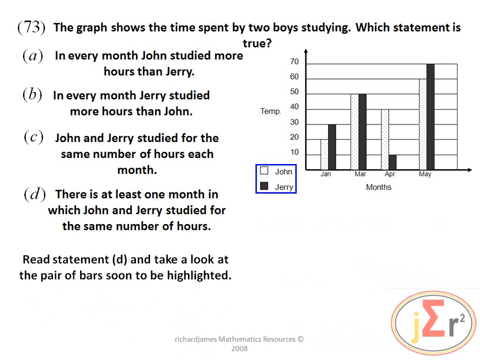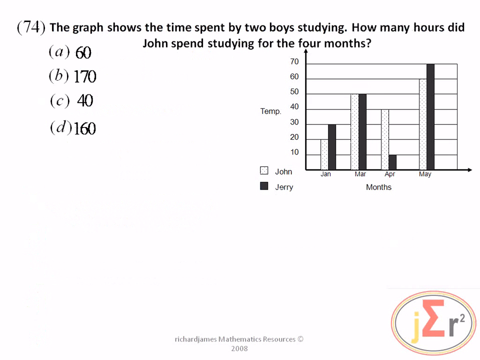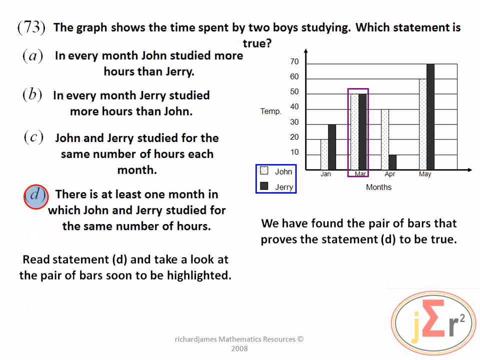So let us read statement D and take a look at the pair of bars soon to be highlighted. There is at least 1 month in which John and Jerry studied for the same number of hours. We have found a pair of bars that proves that statement D is true. So we have a month in which they studied for the same number of hours. So option D is correct.